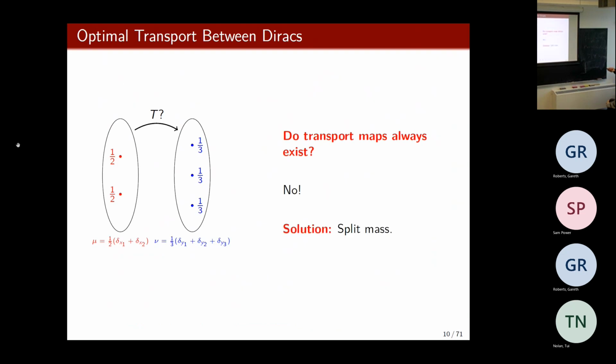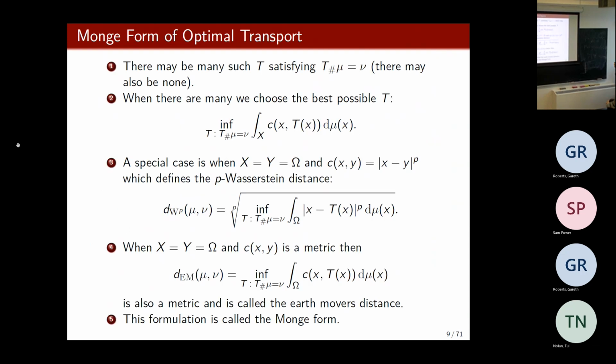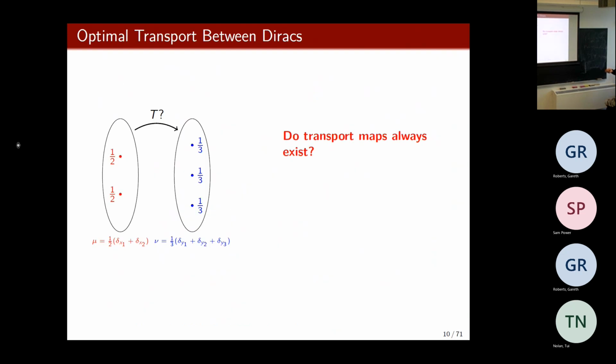Transport maps don't always exist. But also one random question here, if you go back one. Why do you include just X? I guess that's why you integrate with respect to just mu and not the cost. Because you set the constraint, and so whatever happens to mu happens to nu somehow. Yeah, exactly. This is the deterministic formulation where if you're at X, you must be sent to T of X. So you can't split, which is why this is a problem.